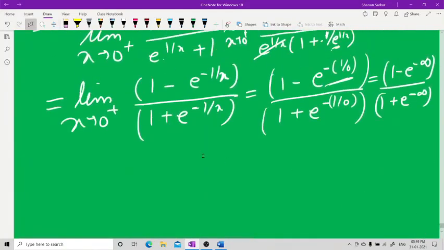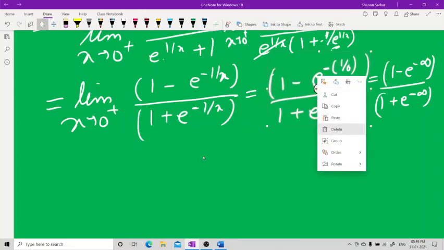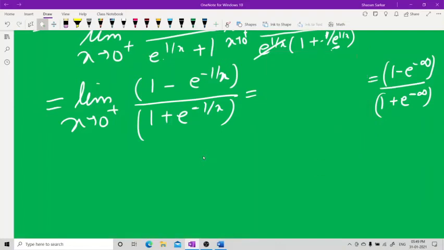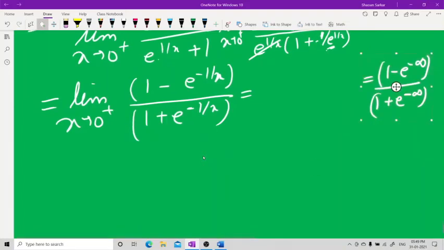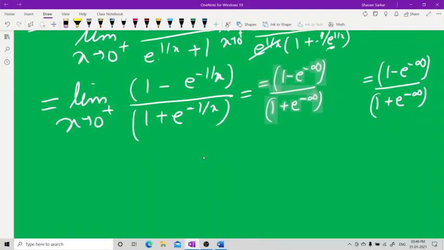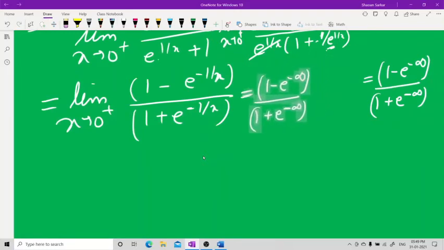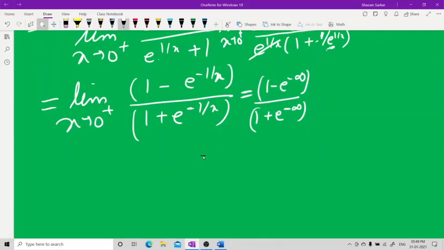Yes. Now I will erase this step because I will not keep this step anymore here. Now you have understood. Now let me bring this step here. That's right. Now this you have got. So now this is equal to 1 minus 0 and 1 plus 0. So this is equal to 1 by 1, and this is 1.